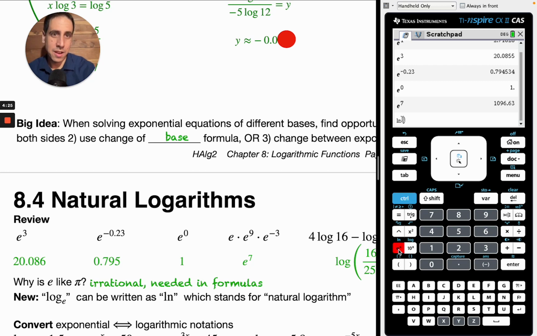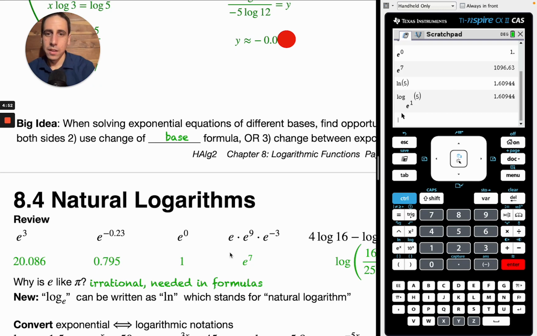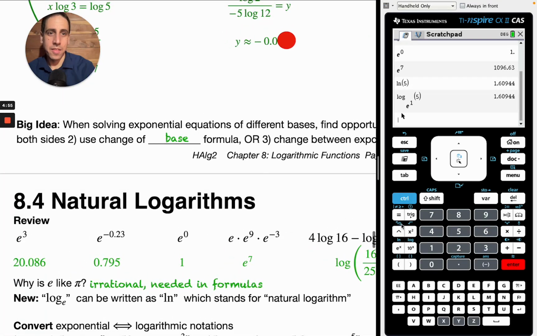See this fun little button? ln. You can take the natural logarithm, or the log base e of any number. So log base e of 5 is the same thing as log, and then you actually type in an e right here, to the first power of 5. These two ideas are exactly the same. You can see their decimals are equivalent. The log base e of 5 is the natural log of 5. So that's where it is on a calculator, and that's what it looks like.